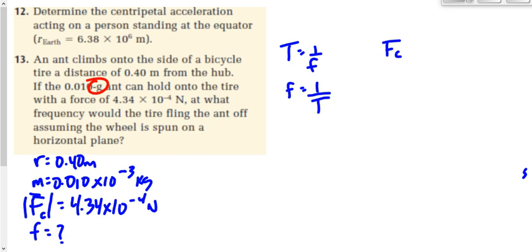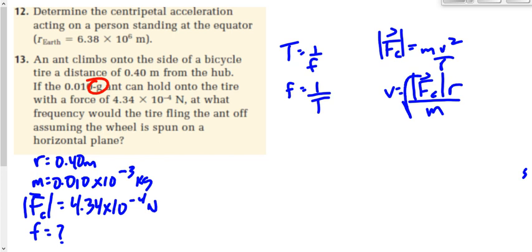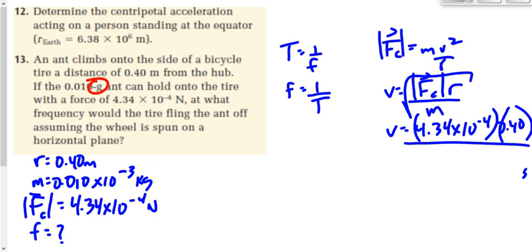Okay, so F is equal to mv squared over r. Of course that's valid because we're moving in a circle. And we can find v this way, so let's do that. V becomes equal to F times R over M, and then we got to square root that. So it becomes 4.34 times 10 to the negative 4 times R, 0.40, divided by the mass, 0.010 times 10 to the minus 3. And we square root that, and what does V end up being equal to there, Maddie?